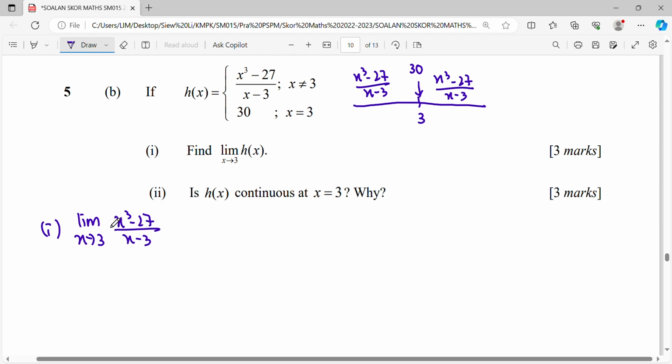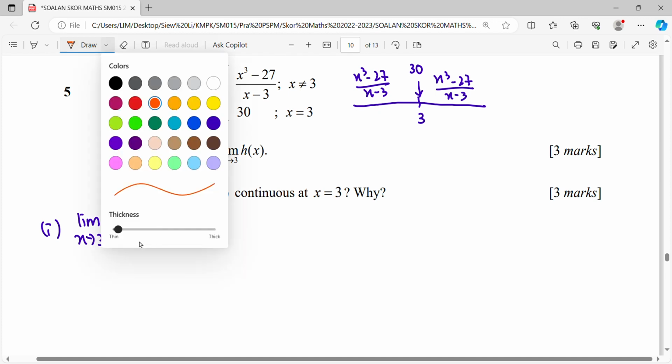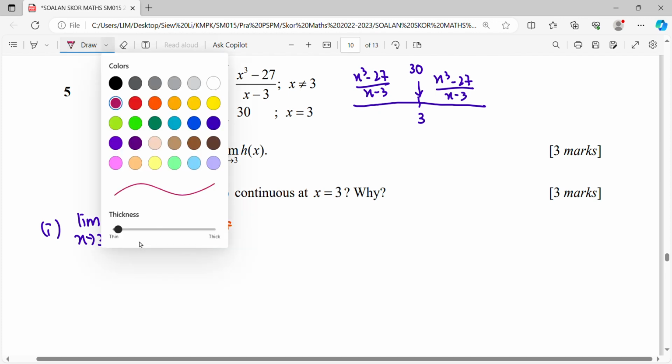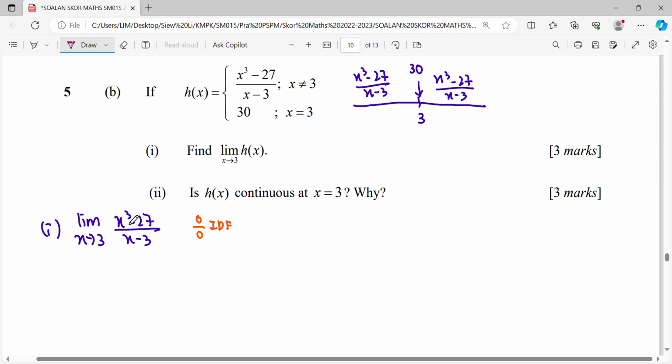To evaluate this, try to substitute the 3. You can notice that when you substitute 3, you get 0 over 0. It is indeterminate. Therefore, to simplify this situation, you can notice that this is an improper fraction, where this fraction can be done with long division. So x cubed, 0x squared, 0x, minus 27, divided by x minus 3.